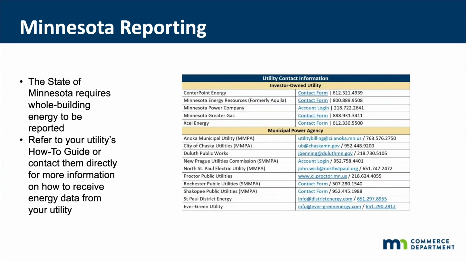Since whole building energy data is required to be reported to the state of Minnesota, you must have access to the entire building's energy in order to manually enter the data. If you only have access to common areas or partial building data, you will need to connect with your utilities and/or tenants to obtain whole building aggregated usage data. Visit your utility provider's webpage or contact them directly for more information on how you can receive energy data.